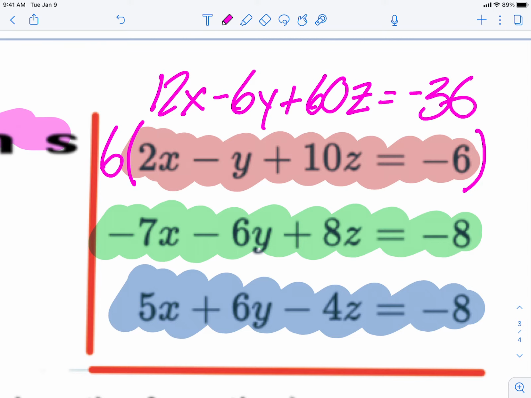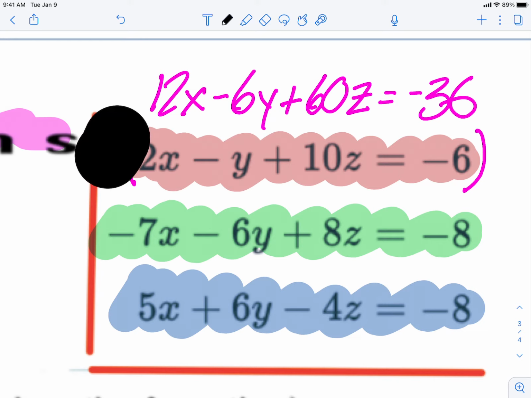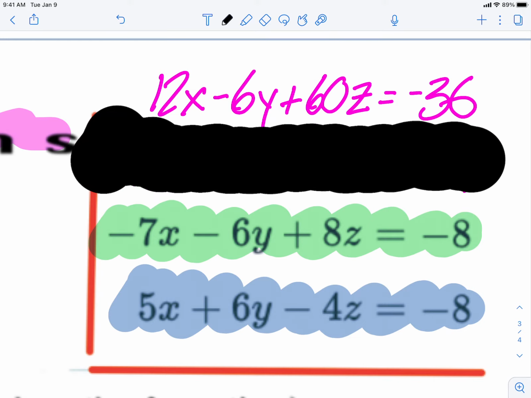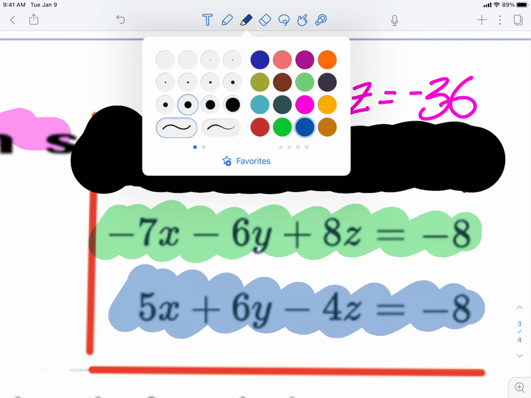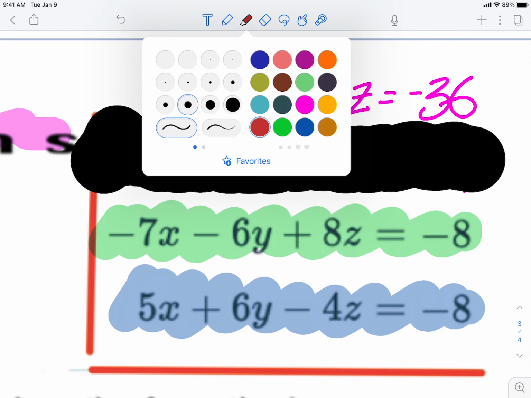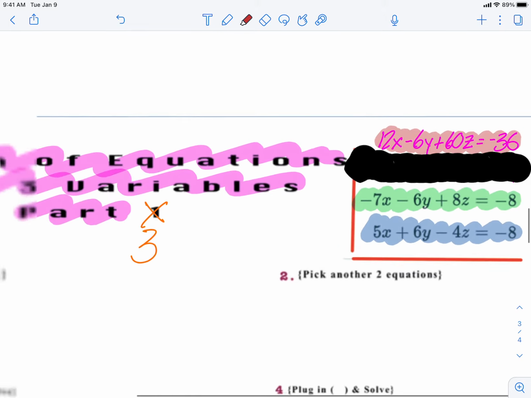Now the cool thing about this is, check it out. After I have multiplied that, this equation, guys, does not exist anymore. I am going to use this equation as my new red, right there. And now I can start my steps, okay?